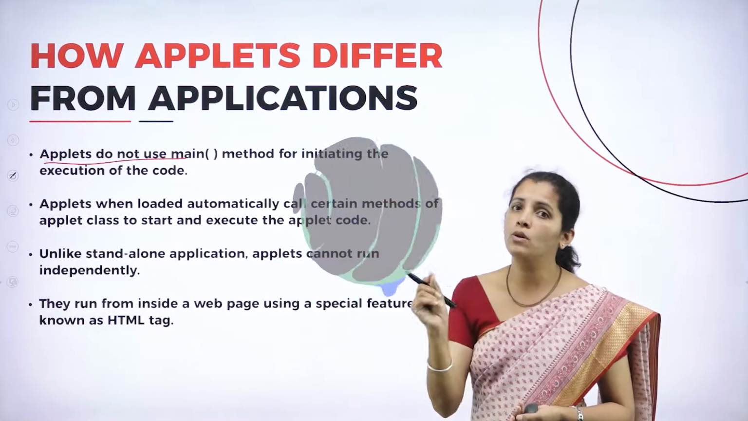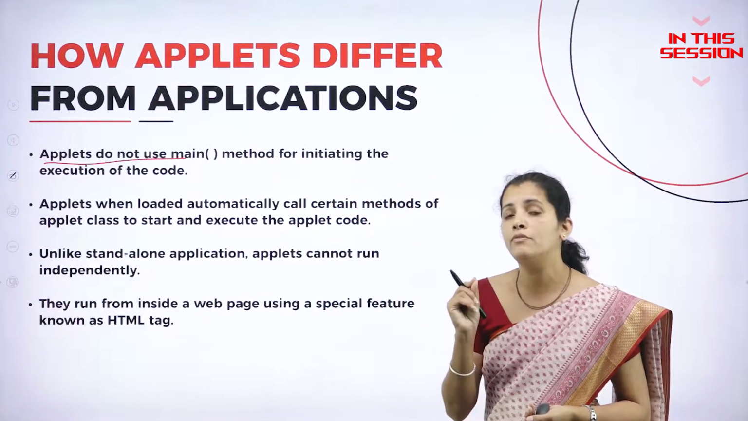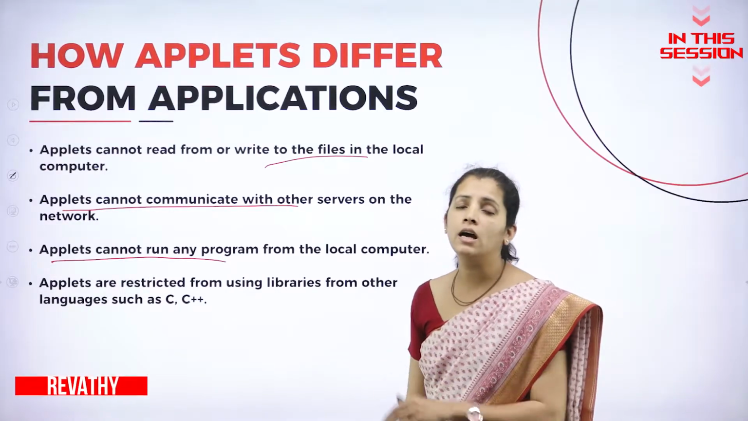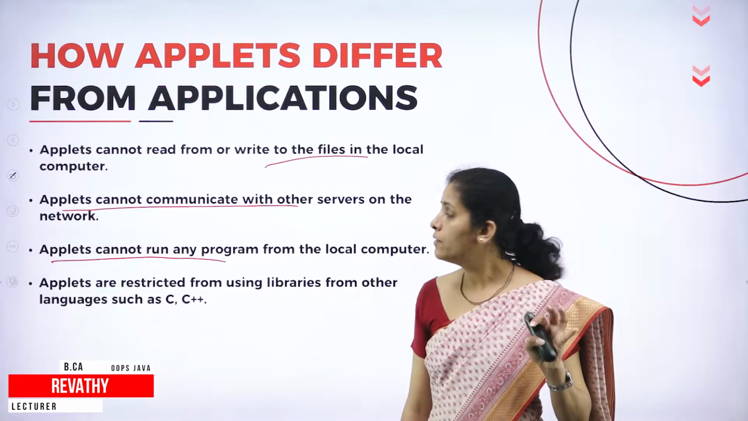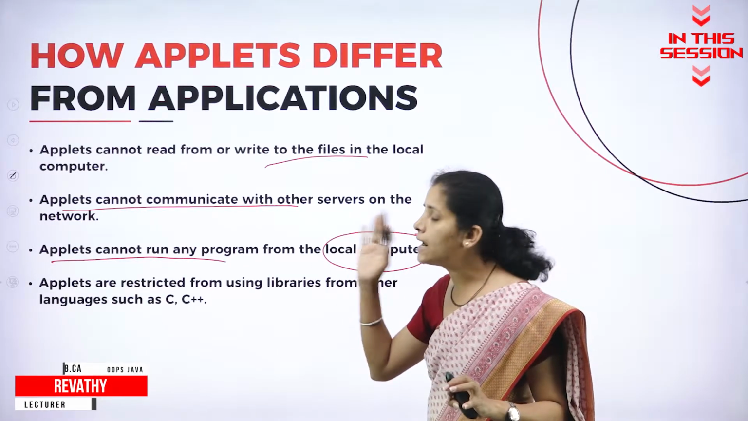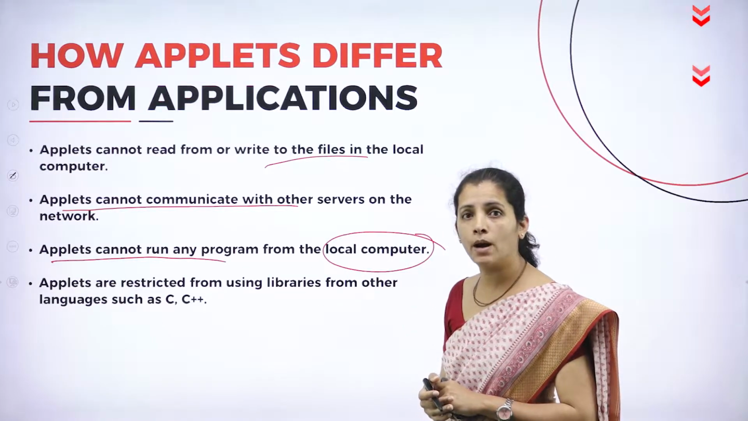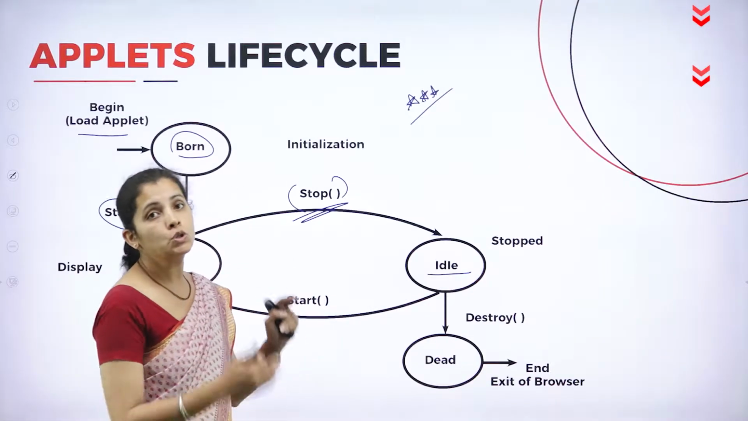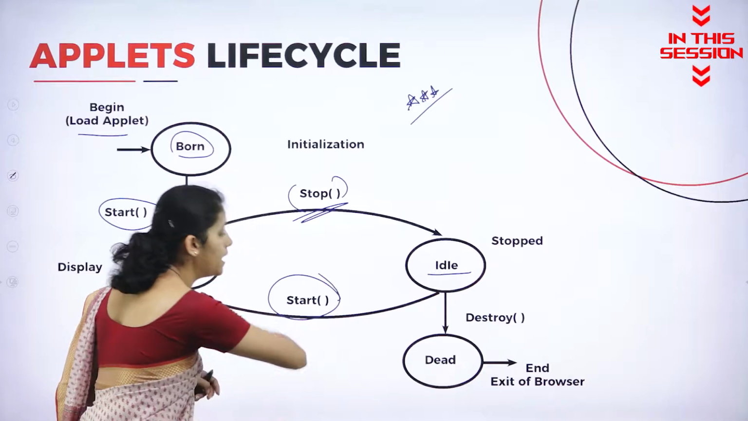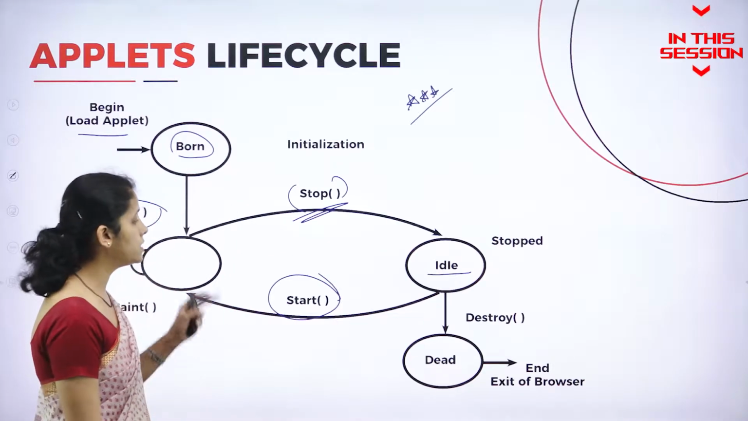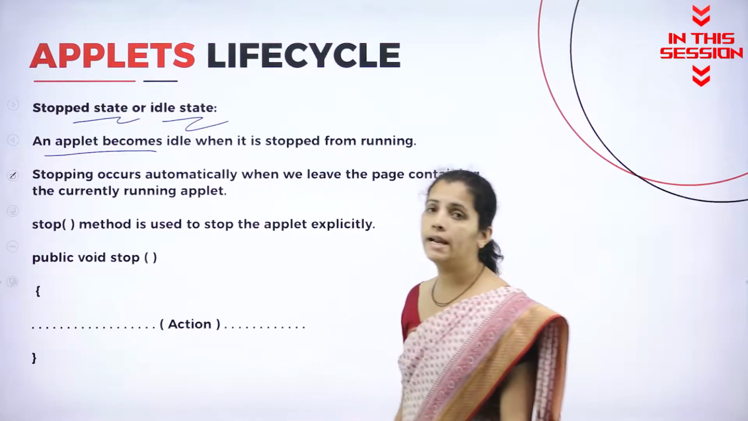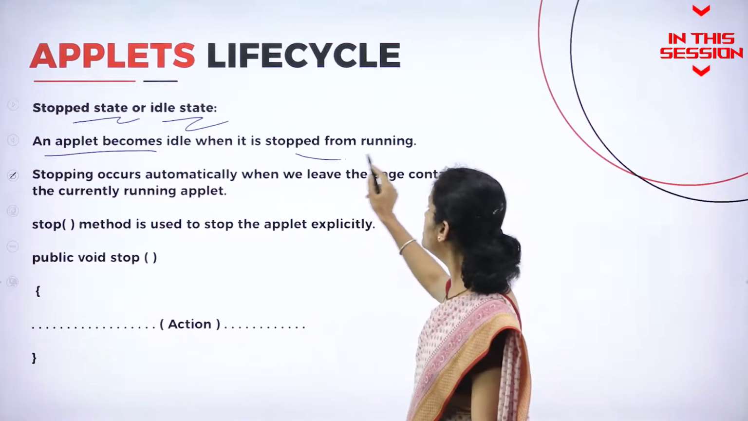Here Java programs are best example for standalone application. Applets cannot run any program from the local computer, and to run applet I require browser. For an applet to switch to running state, that can be done by using the start method, and applet becomes idle when it is stopped from running.